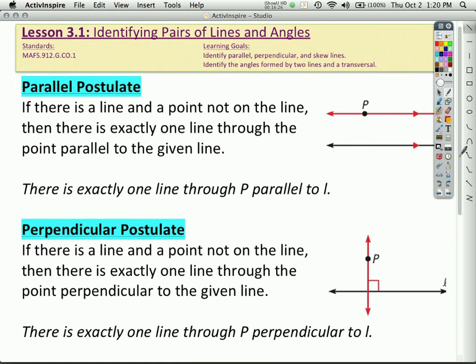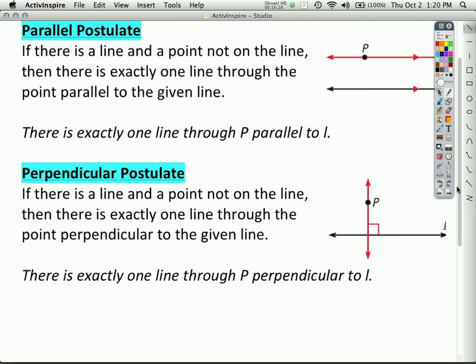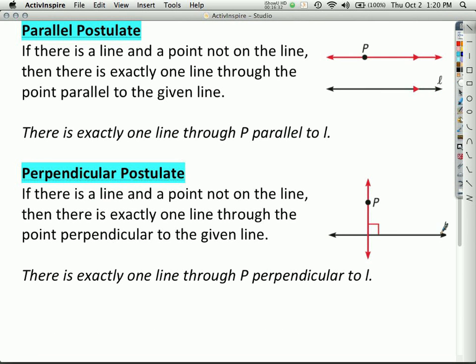Likewise, there is the perpendicular postulate, which says almost the same thing. If we have a line and a point not on the line, there's going to be exactly one line through that point that will be perpendicular. So again, I could draw all these different lines through point P. But only one of them will be perpendicular to line L.